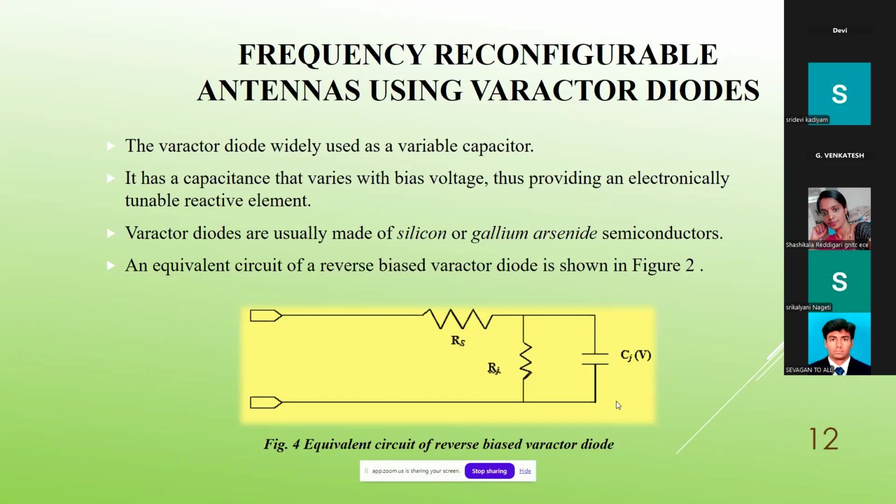The equivalent circuit for the reverse bias case we have shown here, and it can be used in the circuit. So definitely one capacitor is there, Cj, the resistor Rj, and the series resistor is also there.